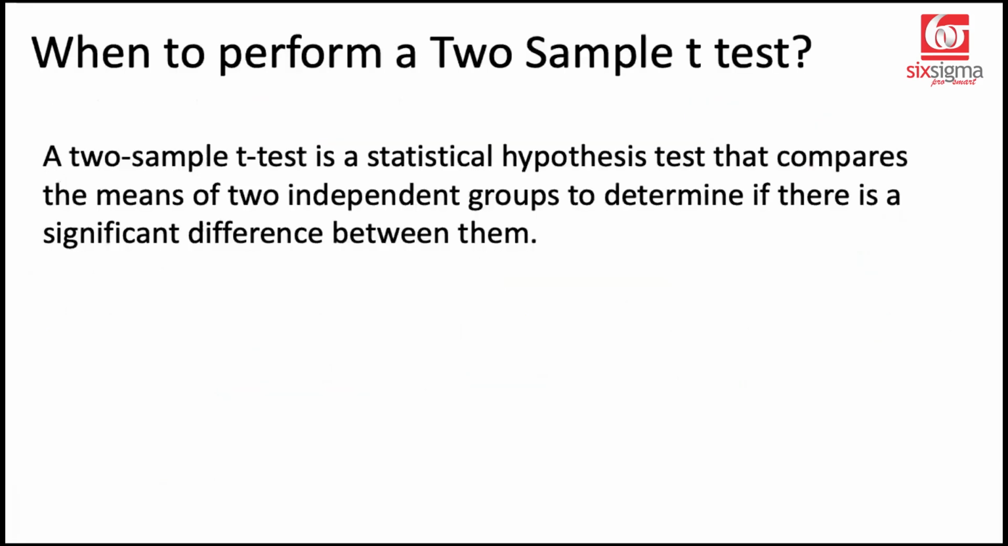Let's get started. So when do we perform a two-sample t-test with independent samples? A two-sample t-test is supposed to be performed when you're trying to compare the means of two independent groups to determine if there is a significant difference between them. What do we mean by independent groups? Independent groups mean there is nothing that's overlapping between them. I'll give you more examples to clarify it further.